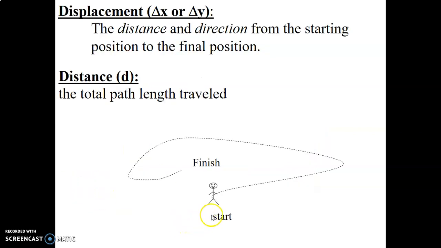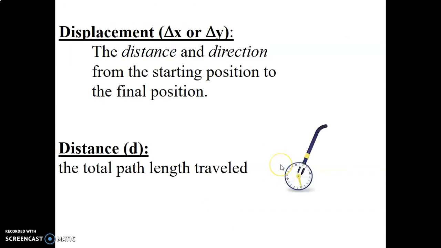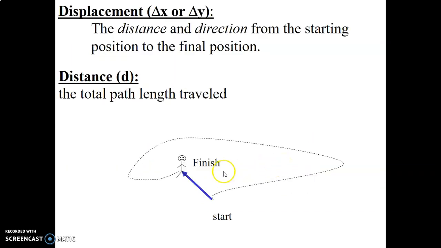So if we were to look at the displacement of this person who follows this path, the displacement is the blue line. How far and which way they ended up from where they started. The distance would be the total length of this path as if I stretched it out. So displacement would be the blue arrow, and the distance would be the length of this line stretched out.